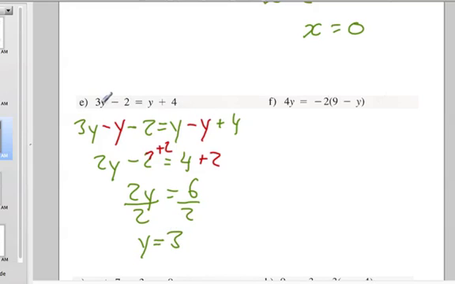Now here, 3 times 3, when we sub in for y equals 3, is 9. 9 minus 2 is 7. 3, when we sub in for y equals 3, 3 plus 4 is 7. So left side and the right side equals 7 when y equals 3.